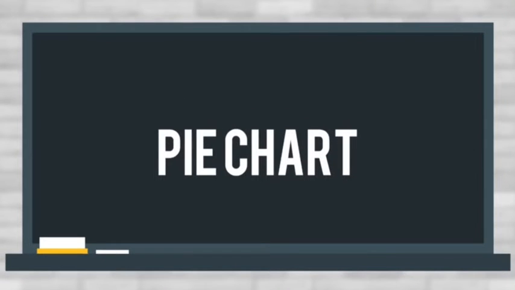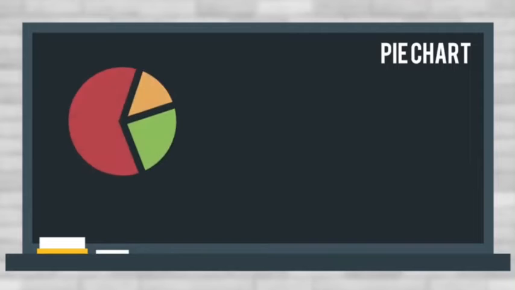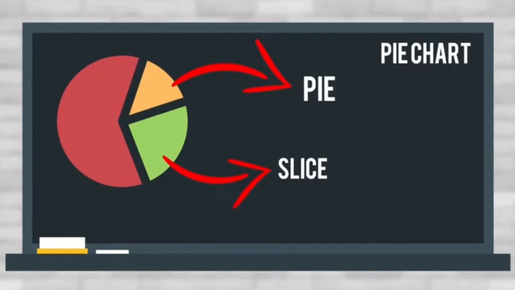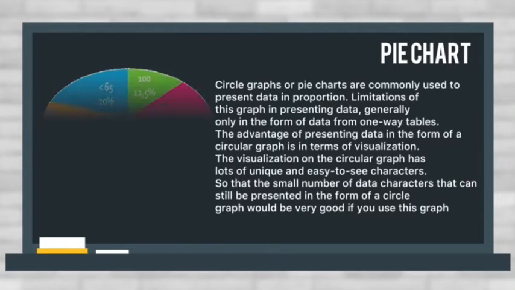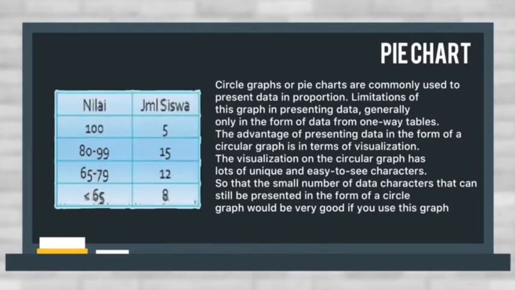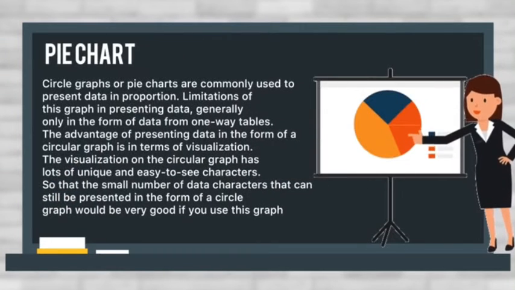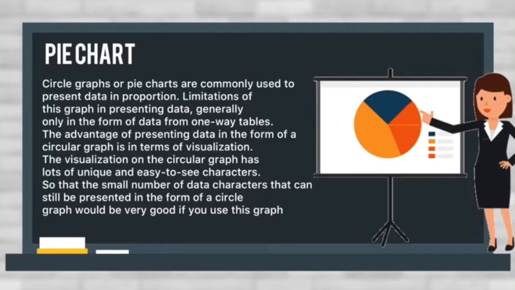Now, let's move on to the topic. The topic is a pie chart. Circle graphs or pie charts are commonly used to present data in proportion. The limitation of this graph is that it presents data generally only in the form of data from one-way tables. The advantage of presenting data in the form of a circular graph is in terms of visualization.